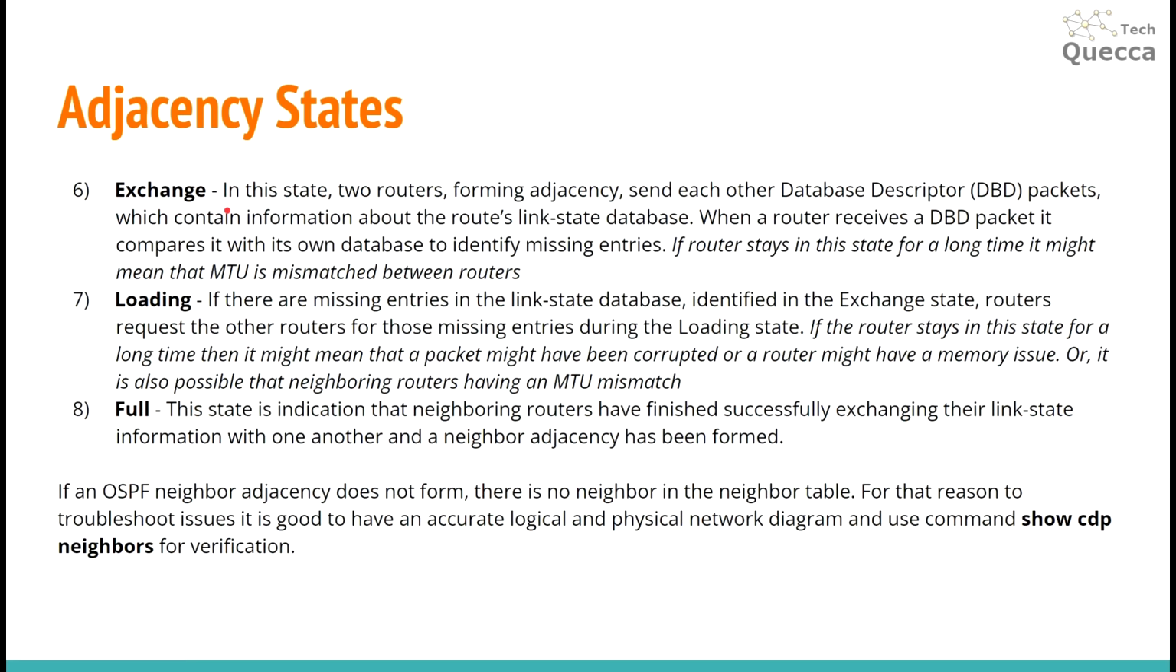In this state, two routers which are forming adjacencies send each other database descriptor packets, which contain information about the router's link state database. When the router receives the DBD packet, it compares it with its own database to identify missing entries. If a router stays in this state for a long time, it might mean that MTU is mismatched between two routers. Next state is loading.